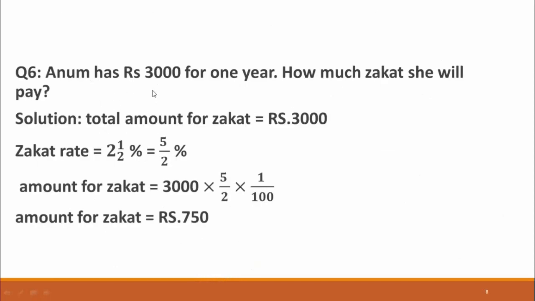Now, this is a very simple question. Anam has Rs 3,000 for 1 year. How much zakat will she pay? This is the total amount, 3,000. And the zakat rate is 2 1/2, mean 5/2, 5/2 mean 2.5%. So what will be the zakat for this person? 3,000 multiplied by 5/2%, mean 5/2 multiplied by 1/100. And now the zakat for this 3,000 rupees is 75 rupees.